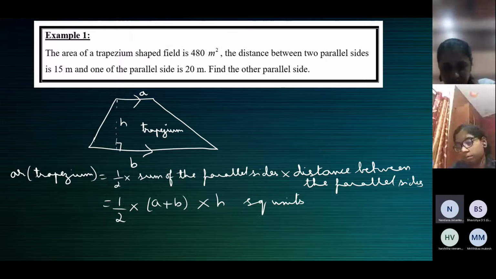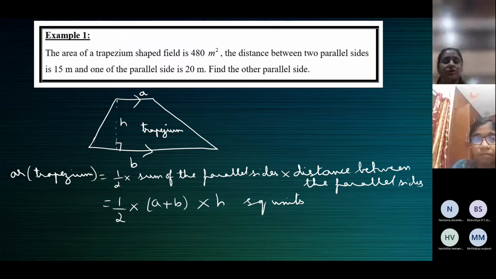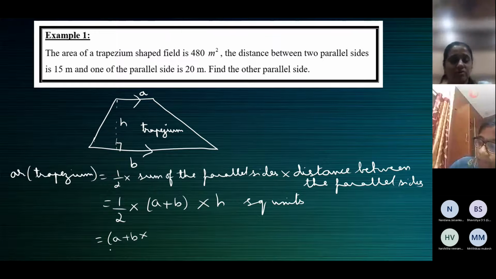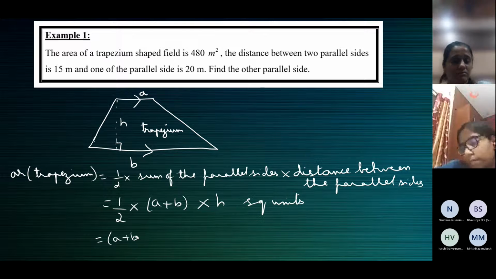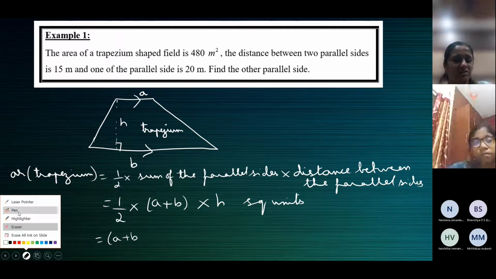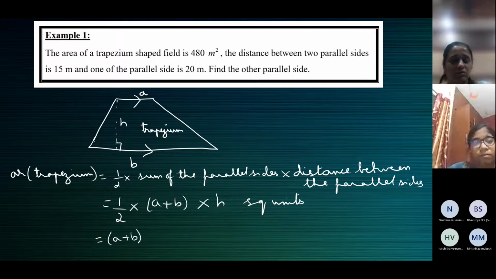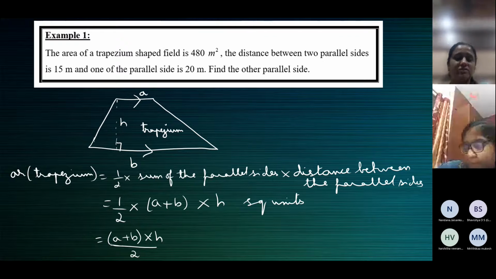And can we write it as A plus B by 2 into H? Yeah, A plus B into H by 2. Yes, you can also write it like that. You can also write it like this, into H by 2. Yeah, this is correct. You can write it like this, but I don't want to. This is also right. A plus B into H by 2 is also correct.